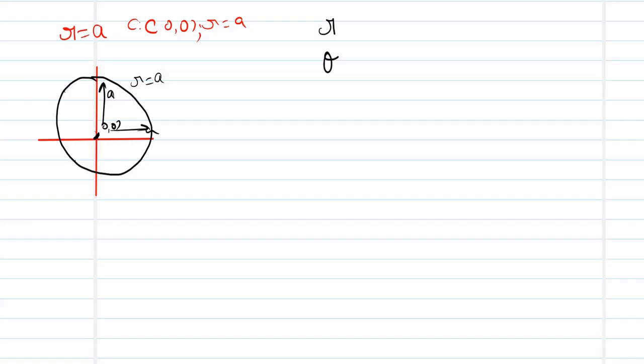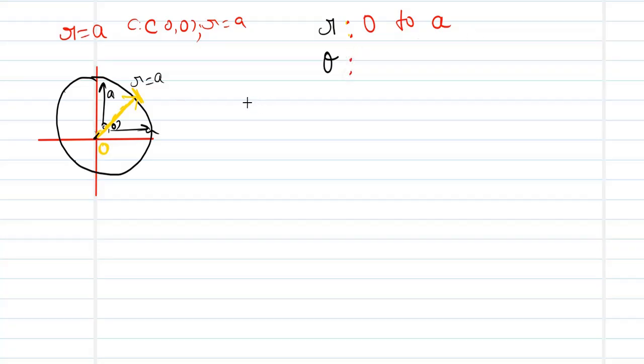So when I have the radial line to be fixed, the radial line now moves from 0 to the upper limit a. So the limit for r is fixed as 0 to a.